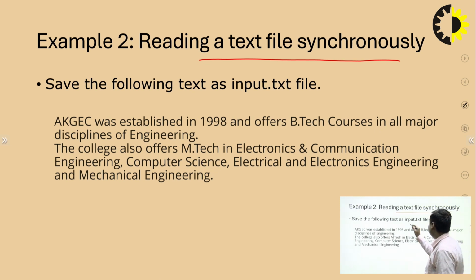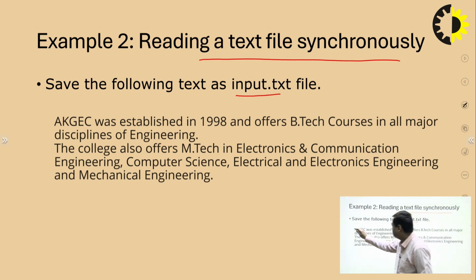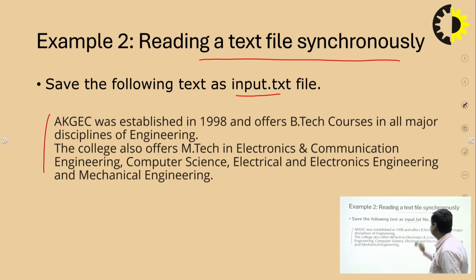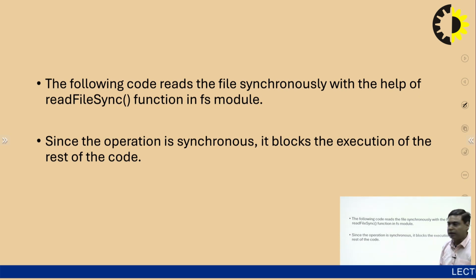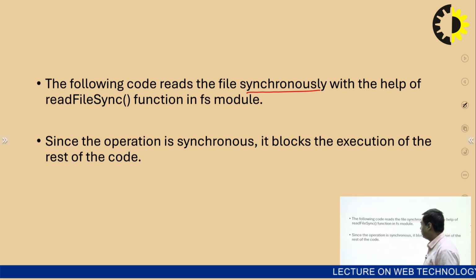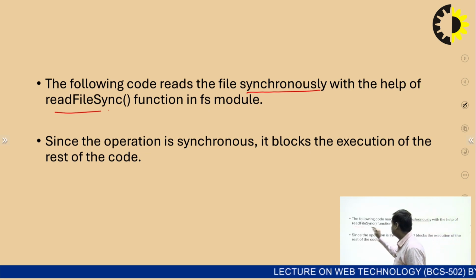So we have a file input.txt. This part is written in the input.txt file. So the name of the file is input.txt. Then we will read this file synchronously with the help of the method readFileSync.